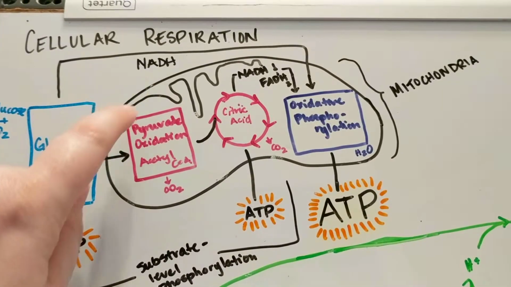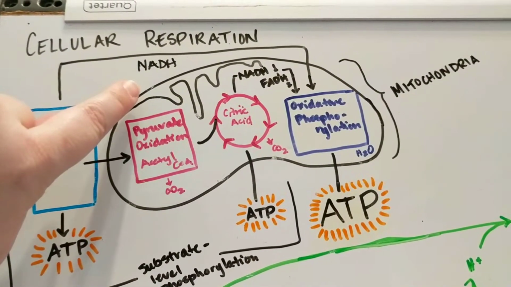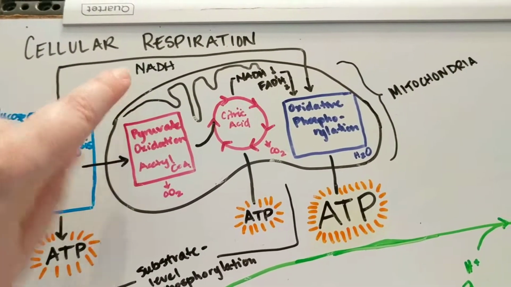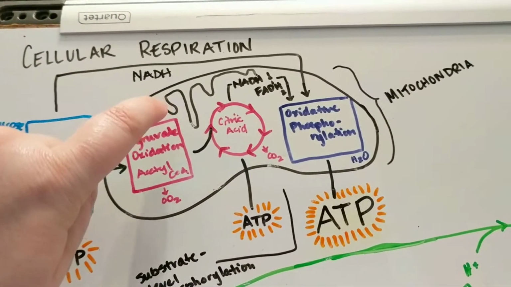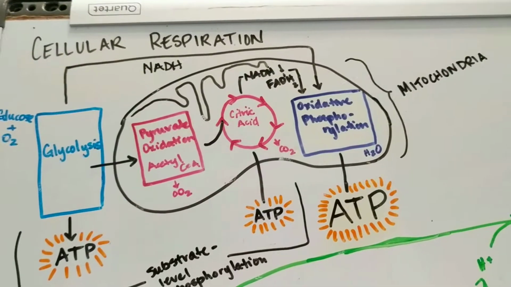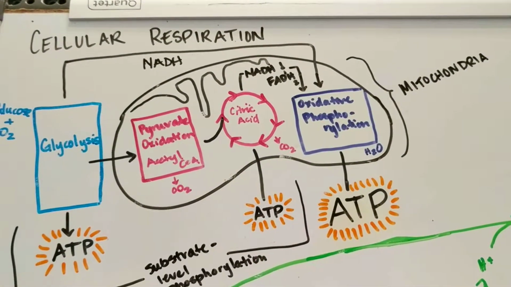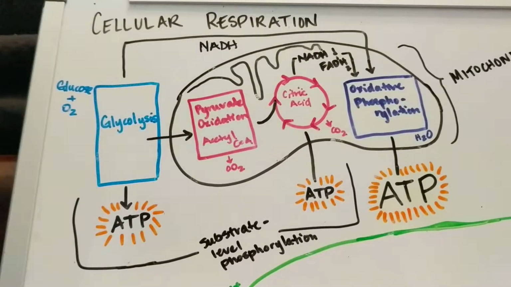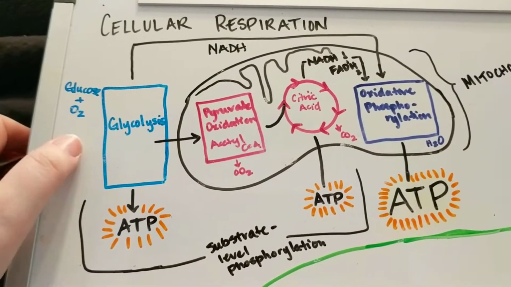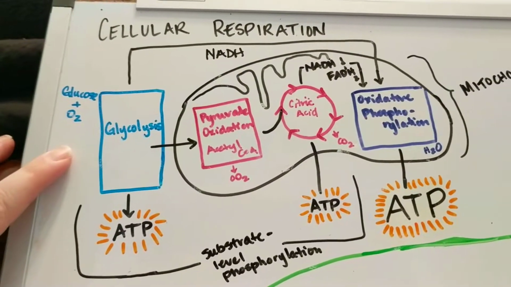So right here on the outside, we have the outer membrane of the mitochondria. We have the inner membrane of the mitochondria. And then right here in this white space, that is the inner membrane space, where this whole process is taking place. So cellular respiration begins over here with glucose and oxygen.